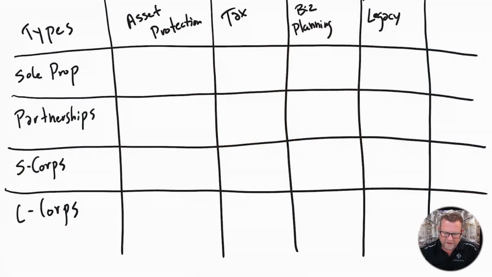So let's go through our checklist and do our checks. Let's just say, does it meet asset protection? No. Does it give you any tax benefits? No. You do get to write off your business expenses if you're tracking them, but there are no additional tax benefits. There's nothing that distinguishes it from any of the other entities here that makes it better. Business planning, absolutely horrific. And then legacy planning, there's no difference between you and your business.